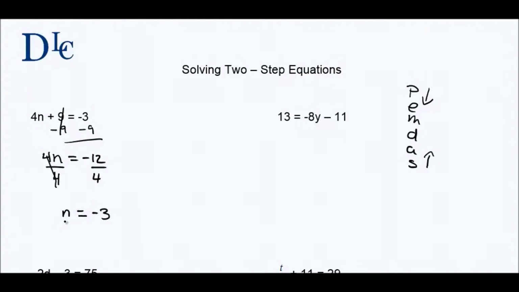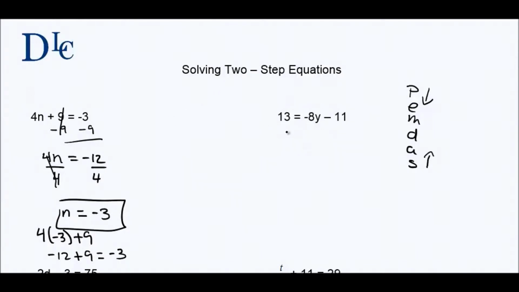Here, what you want to do is substitute to make sure that your answer is correct. If n equals -3, we should get -3 as our answer. So we want to evaluate 4n plus 9 for n equals -3. Let's plug that in. 4 times -3 plus 9 should give us -3. Well, 4 times -3 is -12, and -12 plus 9 is -3. So we do know that n does equal -3.